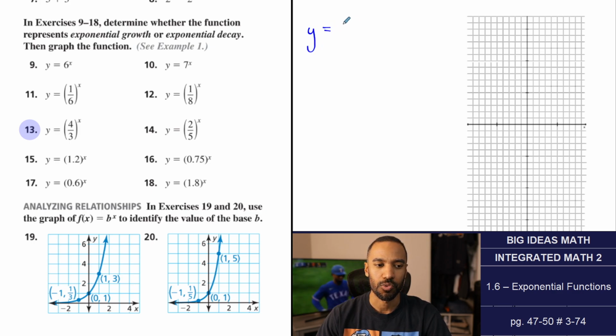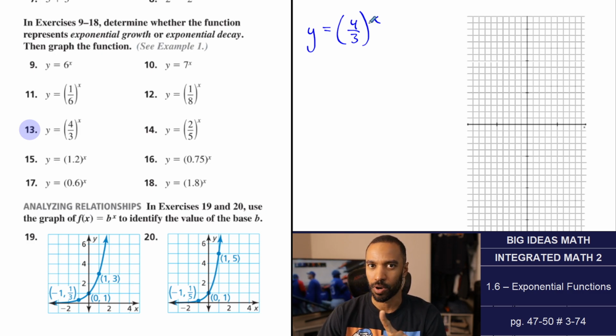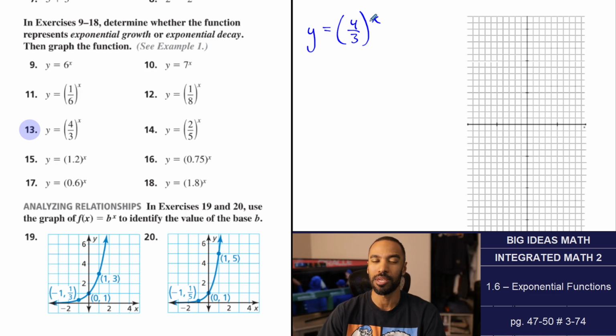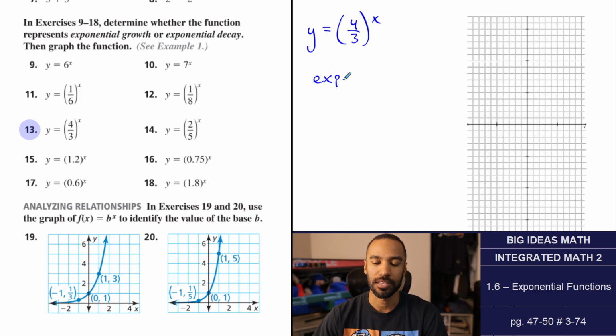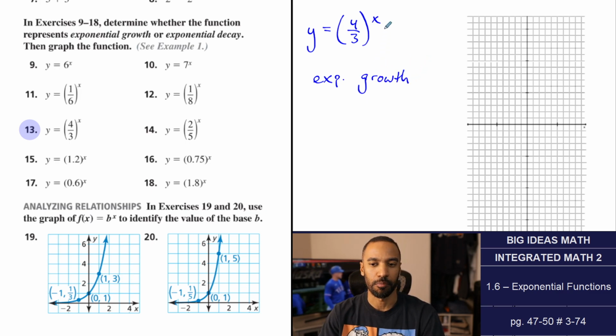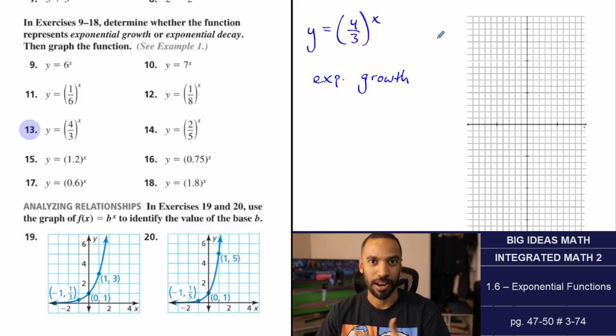So number 13 is y equals 4/3 to the x power. Now 4/3 is a fraction, but it's not a fraction less than 1. It's not 3/4. It's 4/3. That's 1 1/3. 1.3 repeating. That number's more than 1. That makes this exponential growth. And this is one where I'm going to be able to fit more points, and I want to try and do it in a very mathy, improper fraction kind of way, which I can convert to mixed numbers.